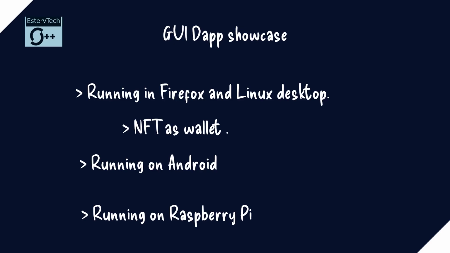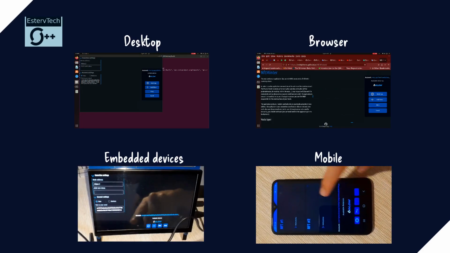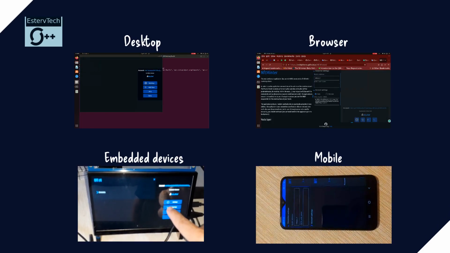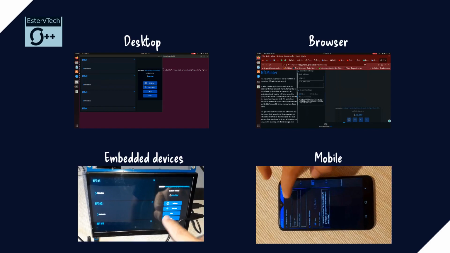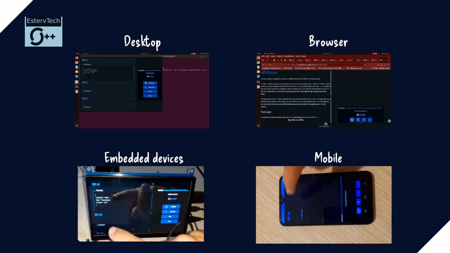Let's go. Shimmer++ allows to run applications on different platforms. Platforms like desktop, browser, embedded device, and mobile. The development and deployment become smooth thanks to CMake and Qt.